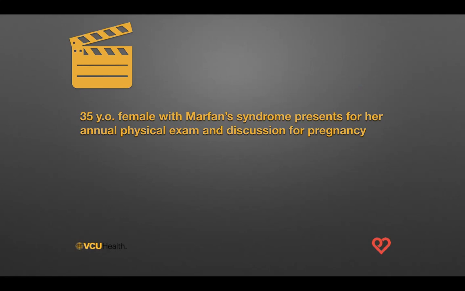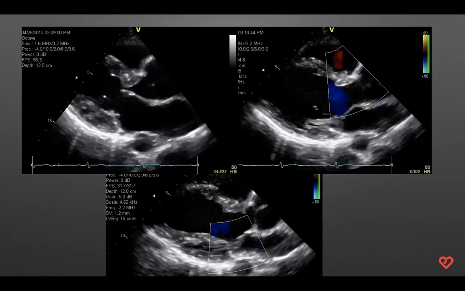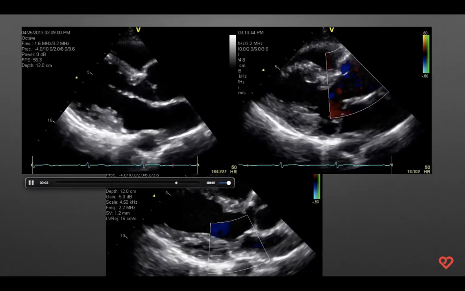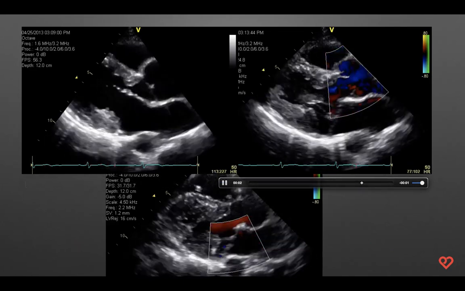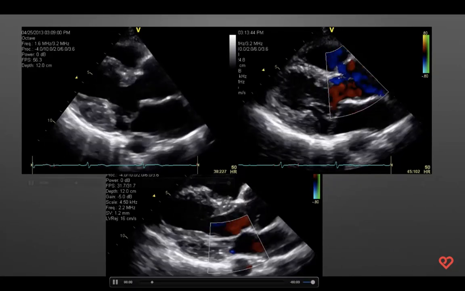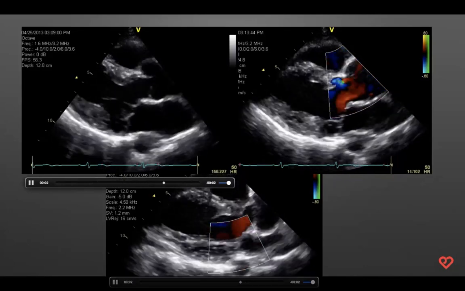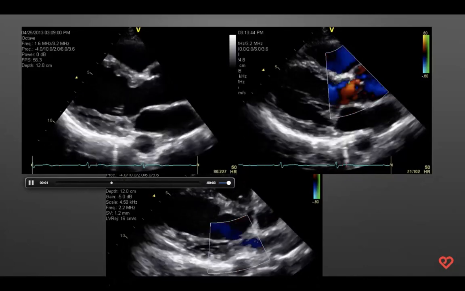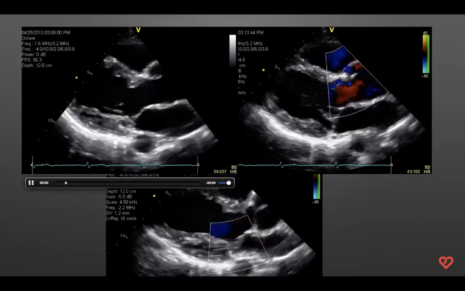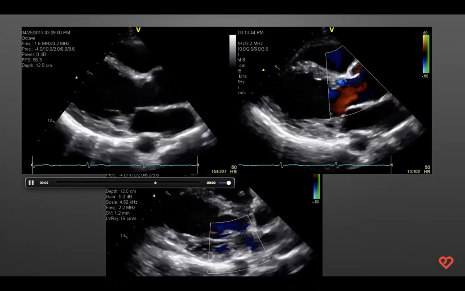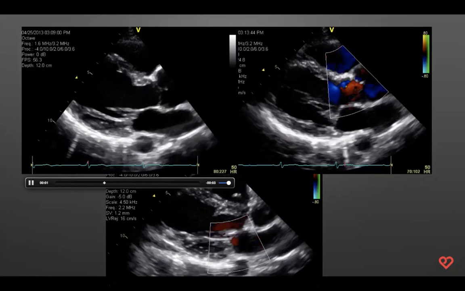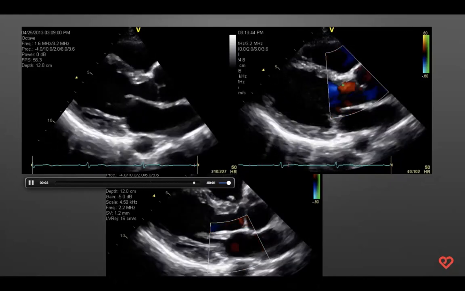So let's start with a case. This is a 35-year-old female with Marfan syndrome who presents for an annual exam and for discussion of pregnancy. Here are her echo images, parasternal. You see that she has some mitral valve prolapse or systolic flattening. You get a sense that her aortic root is dilated. There is trivial at best mitral regurgitation and no significant aortic regurgitation noted.